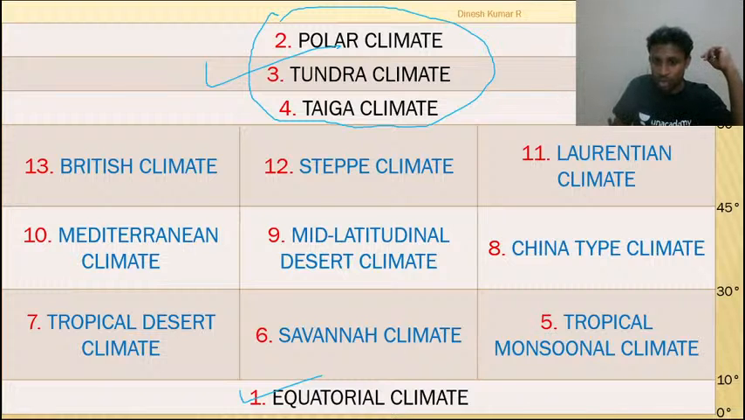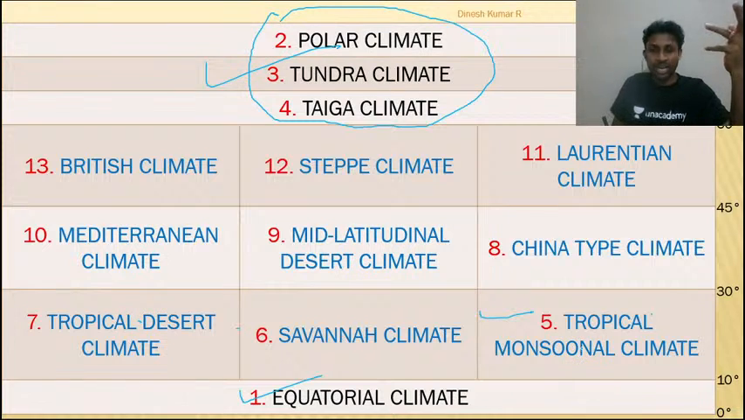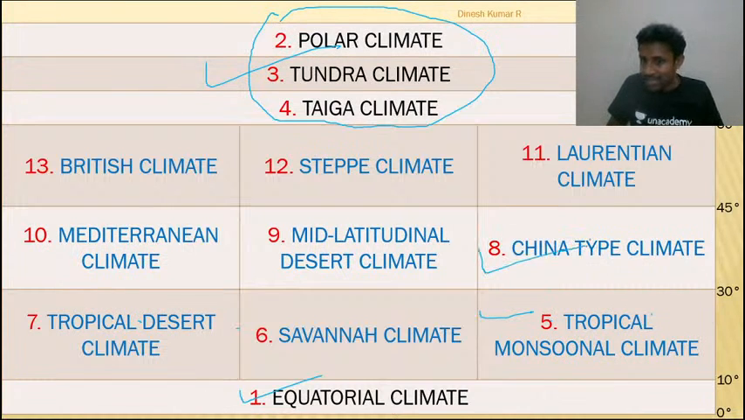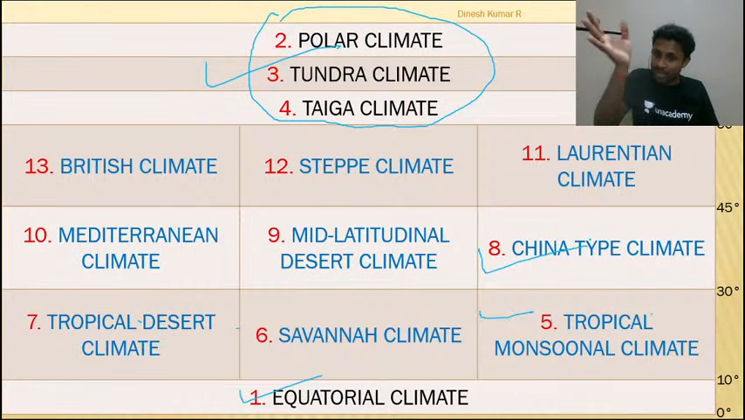Now when I talk about tropical monsoonal type, savanna type and desert, do you remember, tropical monsoonal type receives rainfall during summer, during winter it remains dry. China type also is similar, receives rainfall at once. Monsoon, we know that, right? Monsoon is seasonal change in wind direction. So at some period of time you get rainfall, some period it remains dry. China type we have clearly seen, summer season it remains wet, winter season it remains dry.